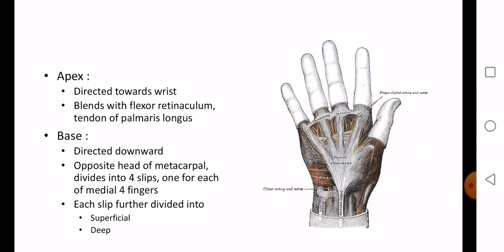the base is directed downwards, opposite the heads of the metacarpals, and it is dividing into 4 slips, one for each of the medial 4 fingers. And each slip further divides into superficial and deep. The superficial longitudinal fibers blend with the dermis, which is a part of the skin. The deep longitudinal fibers split into 2 slips, the medial and the lateral, that become continuous with the fibrous flexor sheaths of the corresponding fingers.